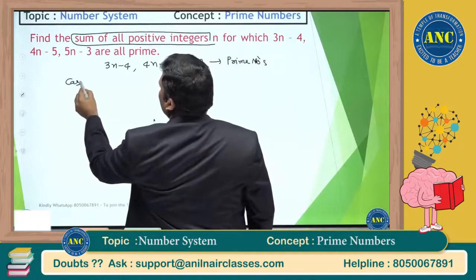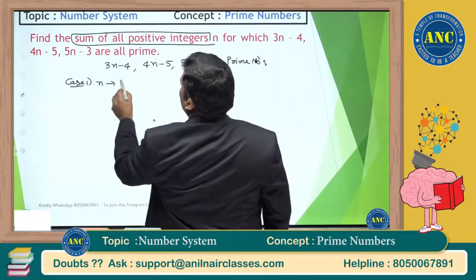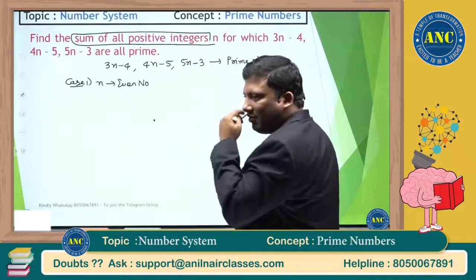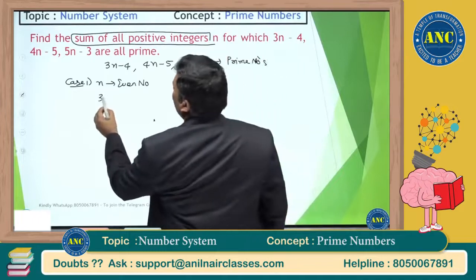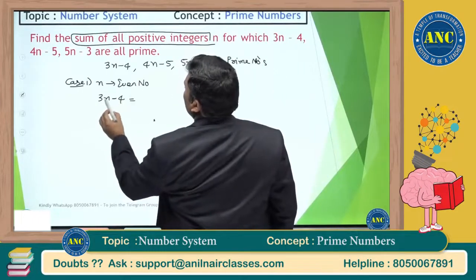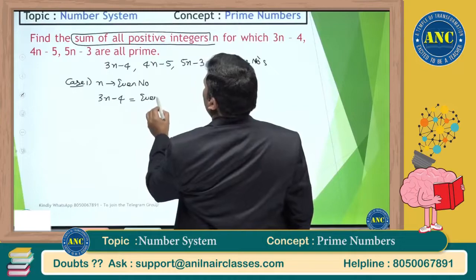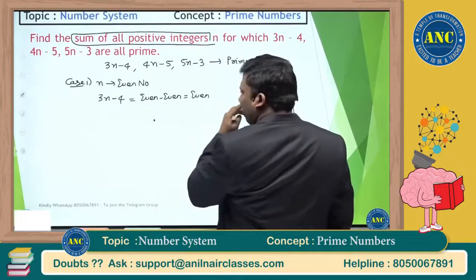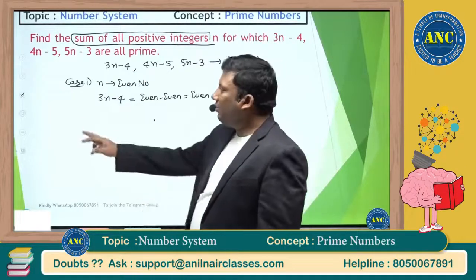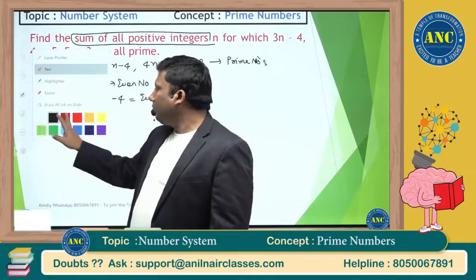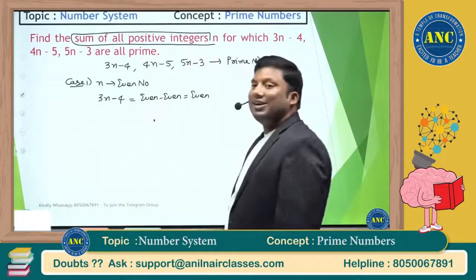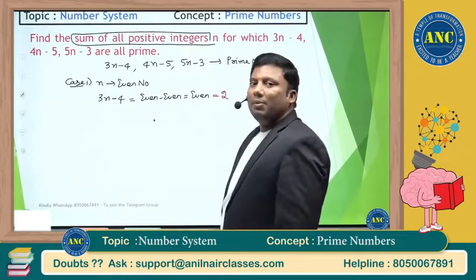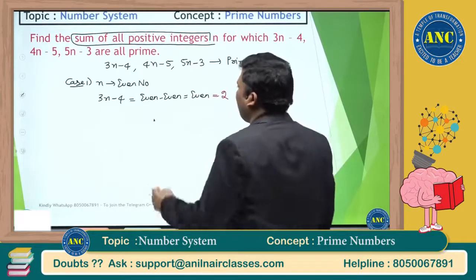Case number 1: n is an even number. If I take an even number, 3n minus 4, even times even, minus 4, is an even number. Even minus even is an even number. 3n minus 4 should be prime, and it is an even number, so the only possibility is 2. There cannot be any other even prime number other than 2.